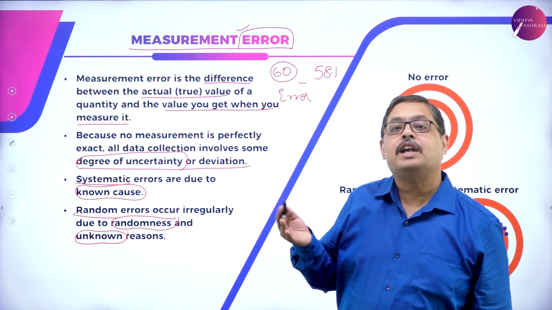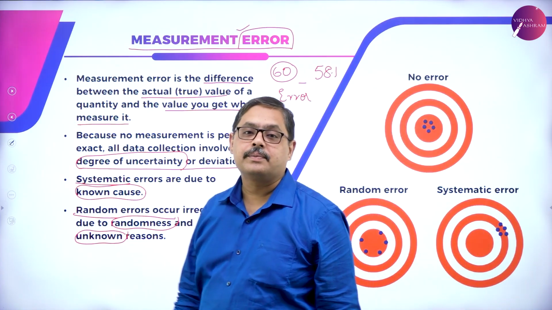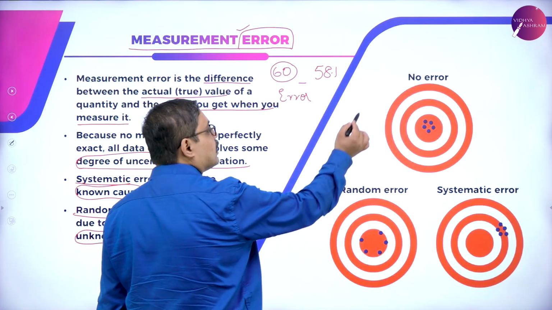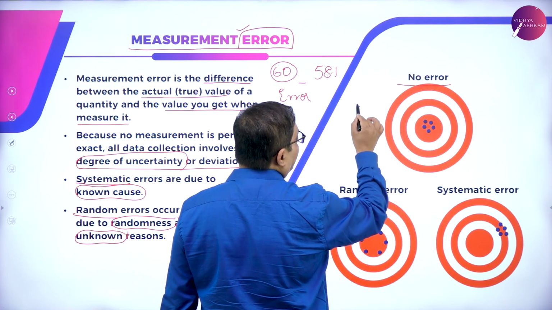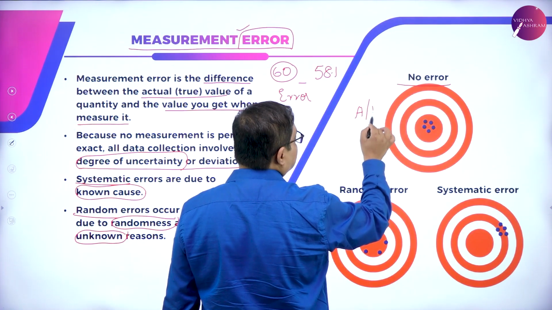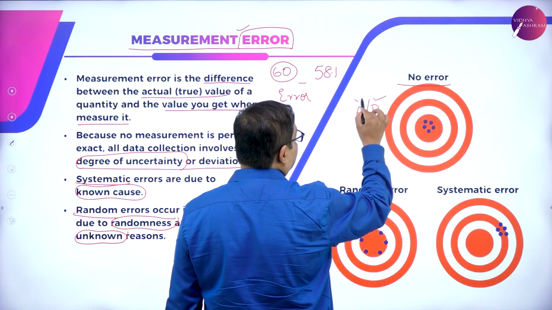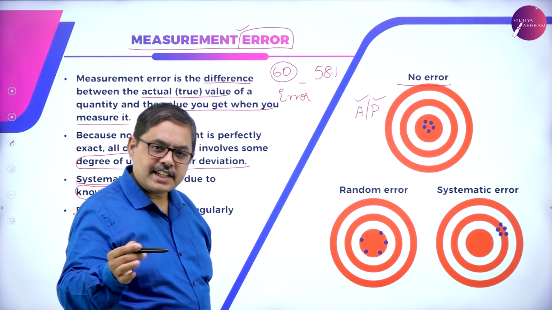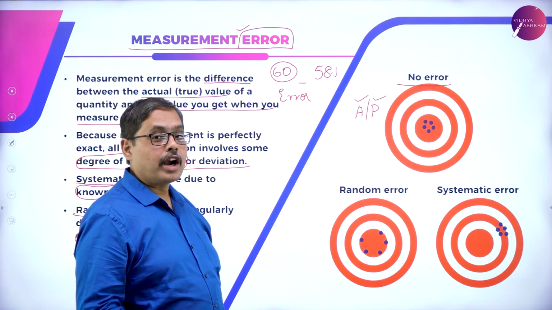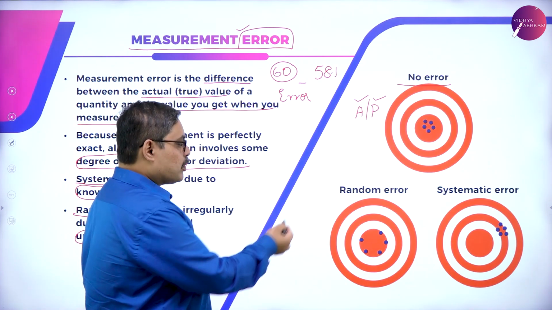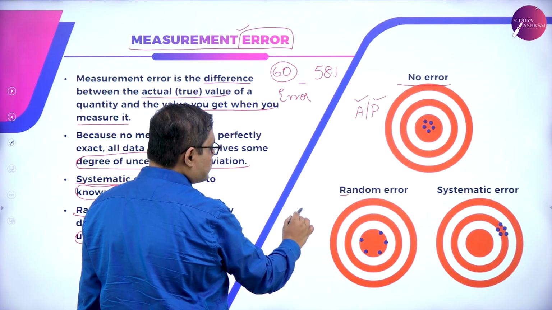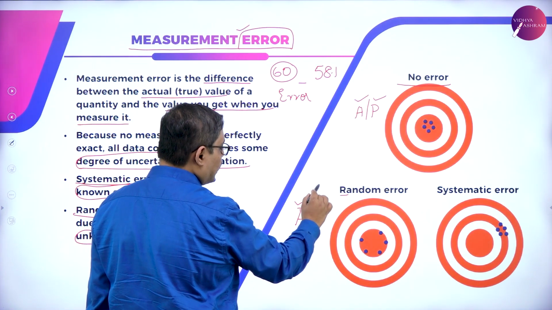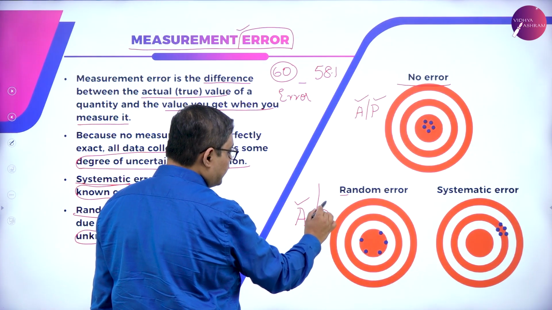How does the measurement behave under these two errors? Suppose there is no error in the measuring instrument. I have both accuracy as well as precision. The measuring instrument is accurate as well as precise. Now what happens when there is an error? Suppose there is a random error. It means that the measuring instrument is accurate but it is not precise.